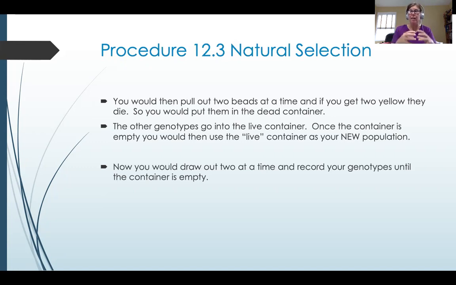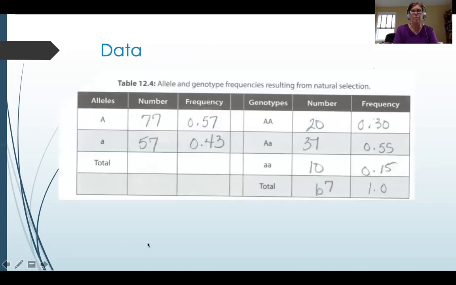You're going to keep doing this until your container's empty. And then you're going to take all your yellows and put them aside because they're not coming back. They're dead. And you're going to take your new established population and reach in and pull out until your container is empty, which is why everybody gets different numbers, because it just depends on how many beads you got rid of. All right, so you're going to pull them out until it's empty and record what your genotypes are, whether they're red, red, red, yellow, or yellow, yellow. Okay, so this is what you got. All right, so write down your numbers.